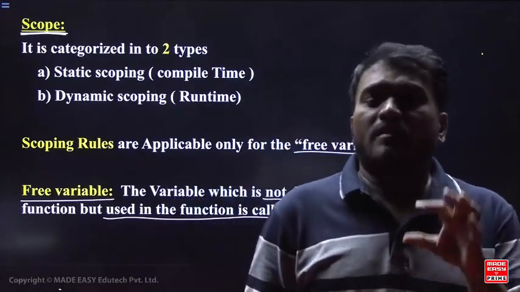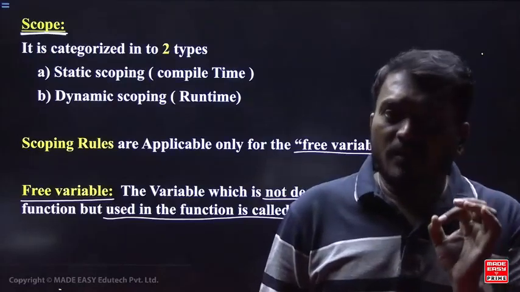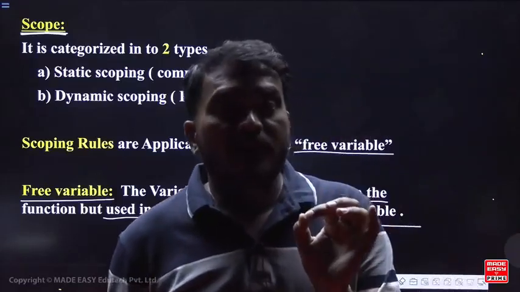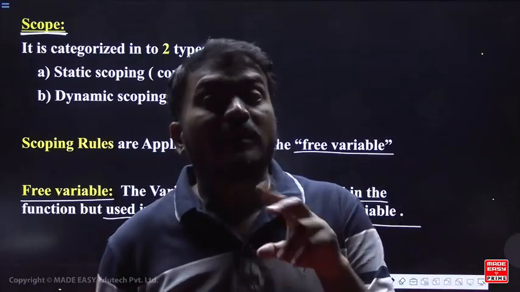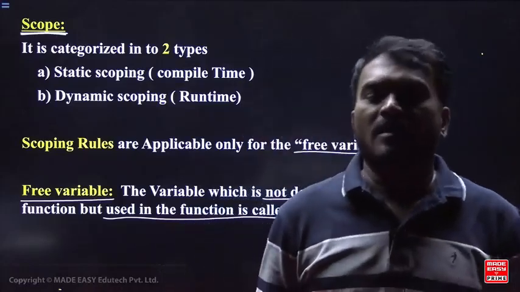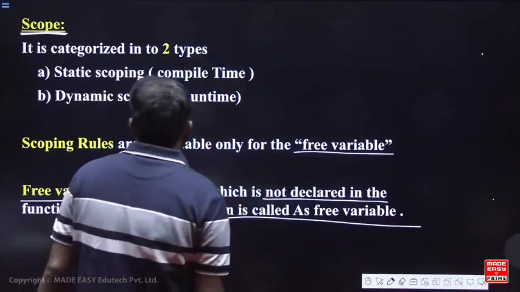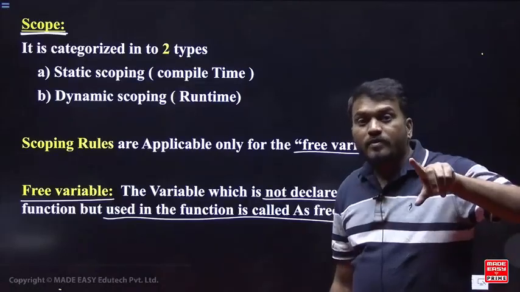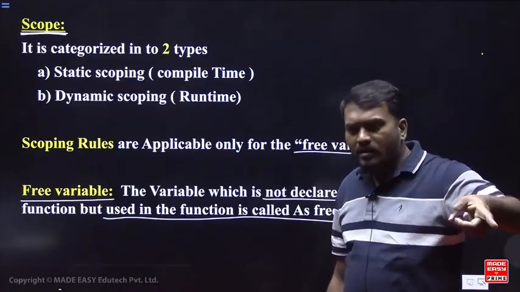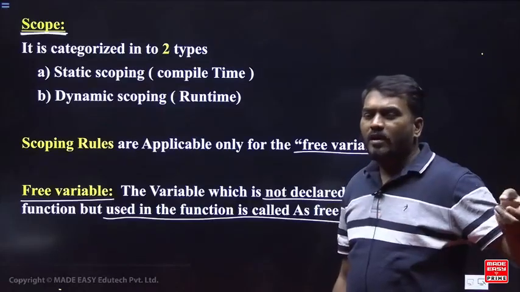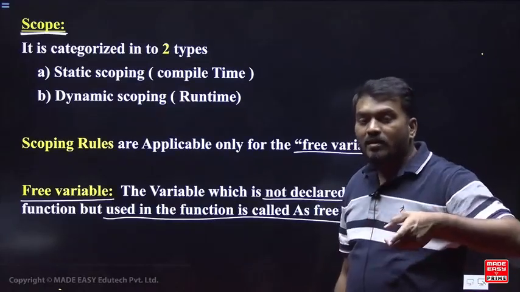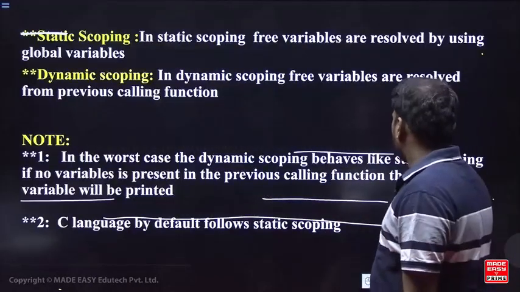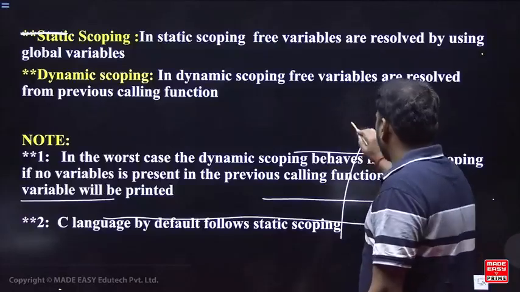Remember, whatever scoping rules I am talking about are applicable only to free variables. What is a free variable? A variable which is not declared in the function but used in the function is called a free variable. Now, with a free variable, you have to think about whether to apply static scoping or dynamic scoping. What happens if I apply static scoping? What happens if I apply dynamic scoping? We will see that next. Note down, keep the heading static scoping.